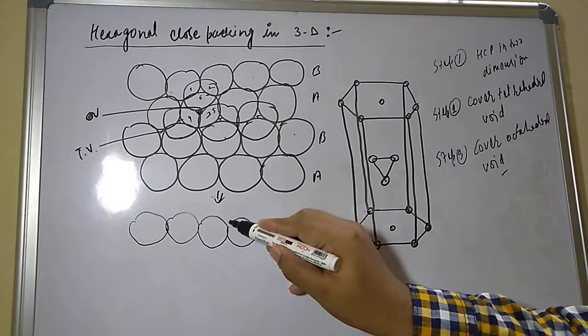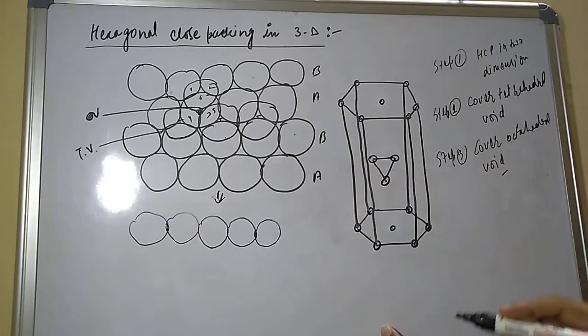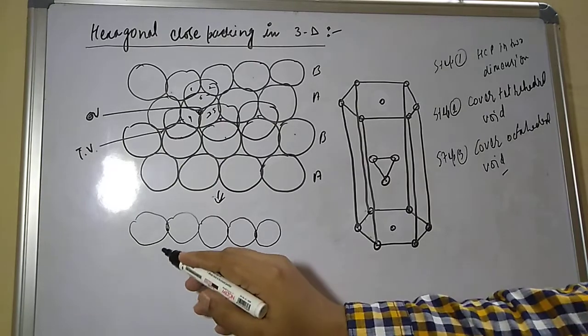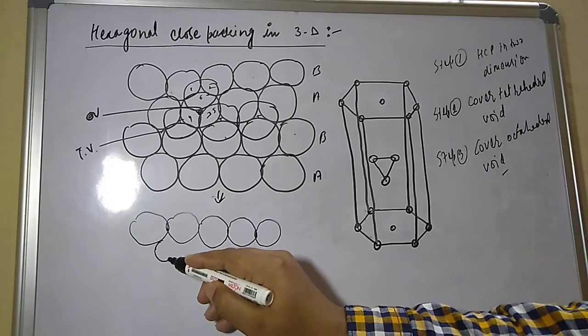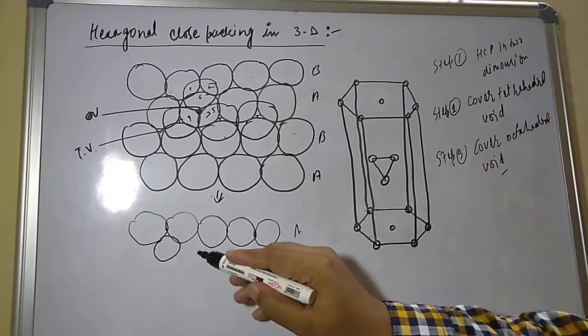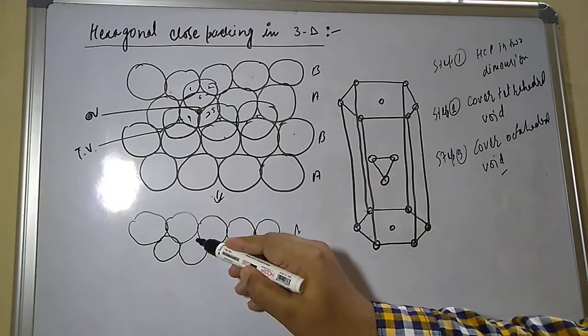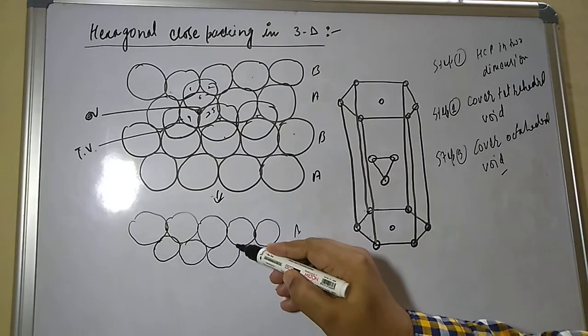And we know in HCP close packing, this is also known as AB type. AB type means the second layer will be in the depression of the first layer. So suppose this is the first layer, the second layer will come in the depression. So here we can draw like this, this is the second layer.